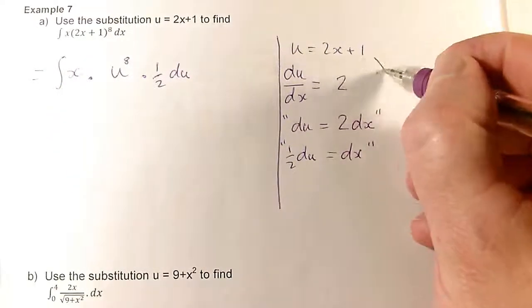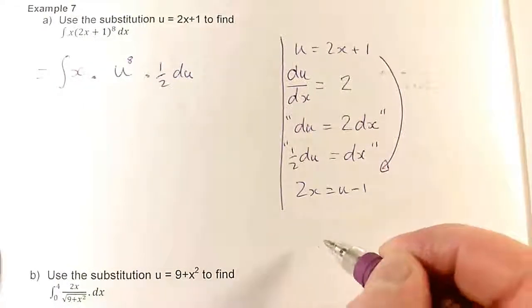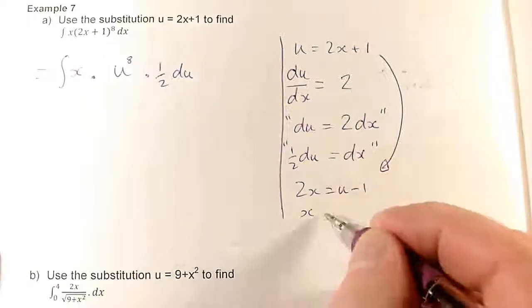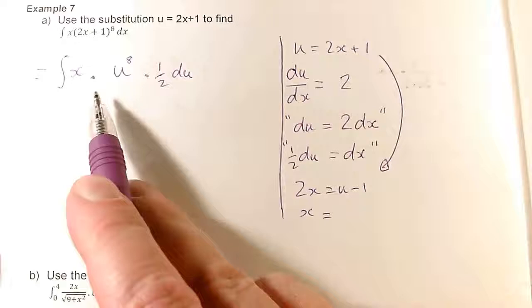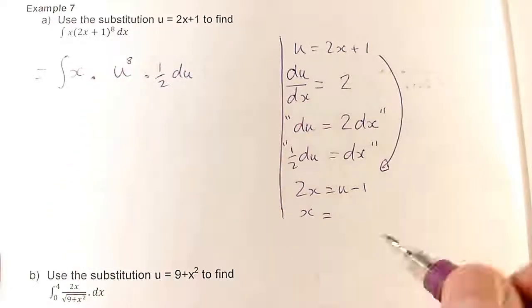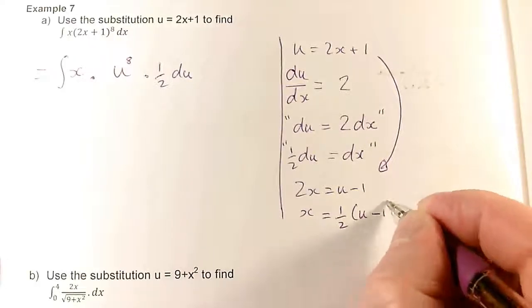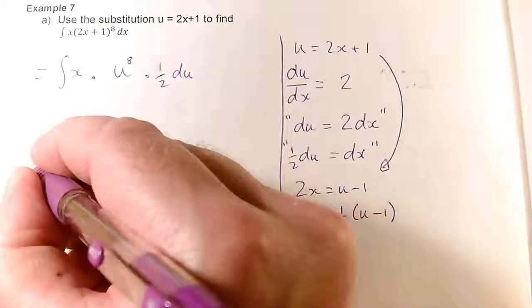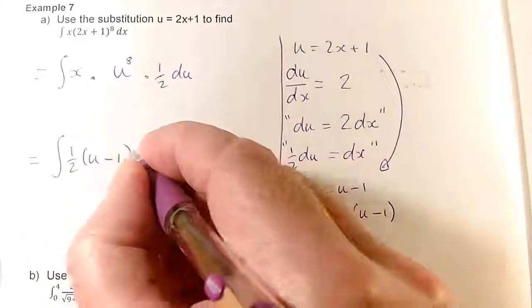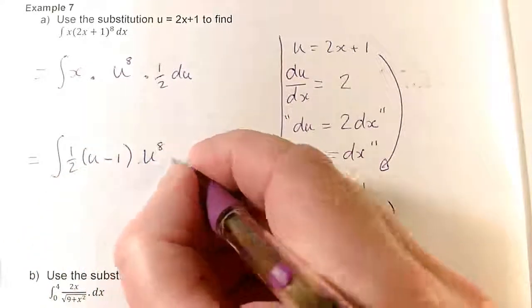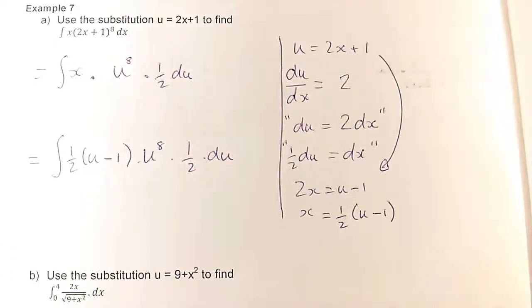So I'll have to go back to my substitution and say that 2x equals u minus 1. So x equals, well, you might want to write u minus 1 over 2, but you know what? You don't want to get too many fractions embedded in this, so I much prefer a half brackets u minus 1. So I can say I've got the integral of a half brackets u minus 1 times u to the power 8 times a half times du. Okay, so it's all kind of on a line.